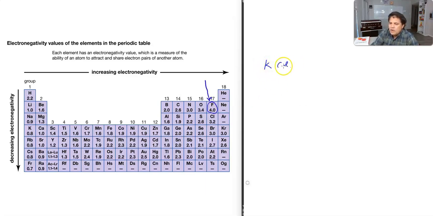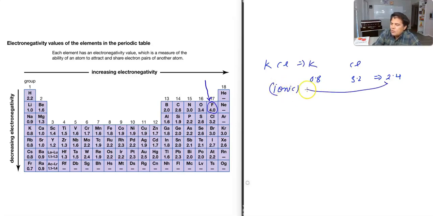Potassium chloride, is that ionic or covalent? So potassium and chlorine. Potassium is 0.8, chlorine is 3.2. 3.2 minus 0.8 is 2.4. Okay, 2.4 is greater than 1.9, right? So that is ionic. This is ionic because it is 2.4.